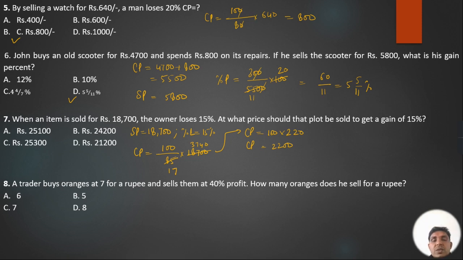And in this question you are asked at what price should that plot be sold to get a gain of 15%. So find the selling price in case of 15% gain. So gain of 15%, that means this will be 1.15 multiplied by 2200, right? Further, for solving this, you can calculate the selling price. How to calculate? We can calculate it by using a calculator.